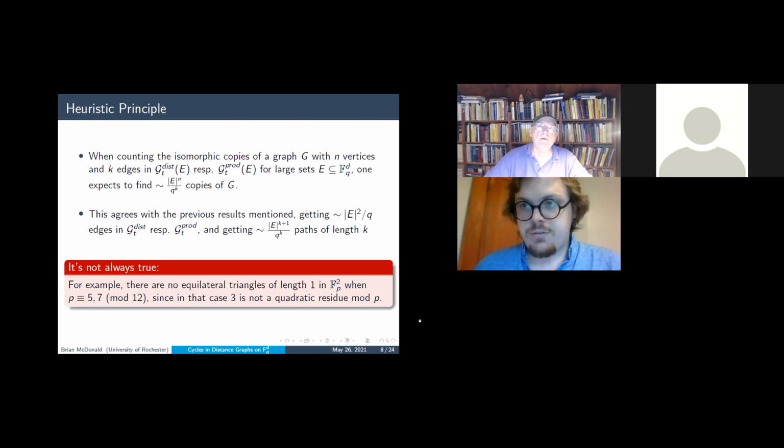This heuristic is not always true, right? It's not a theorem. And one good counterexample is that there don't exist any equilateral triangles of length 1 in F_p^2 when p is 5 or 7 mod 12. And the reason for that is that the square root of 3 is not in the field. And so you can see if you had such a triangle, you could translate it so that one of the vertices is at the origin, and you could rotate it so that one of the other vertices is on the x-axis, and then you would get a contradiction by thinking about what the coordinates of the third vertex are.